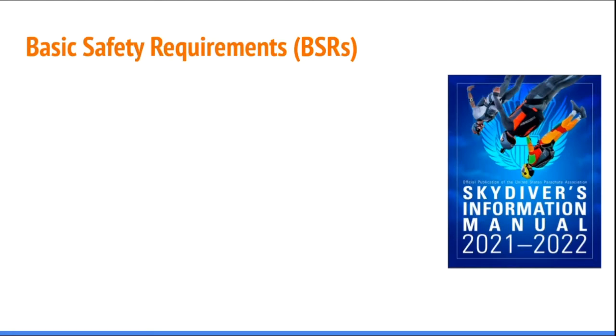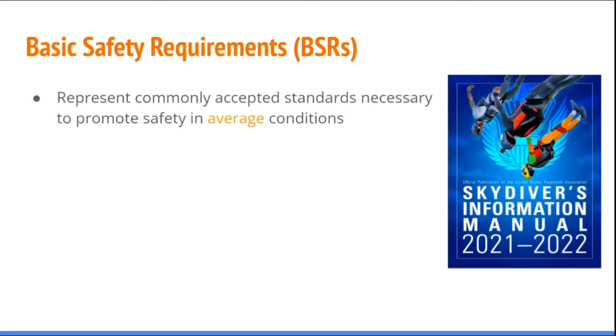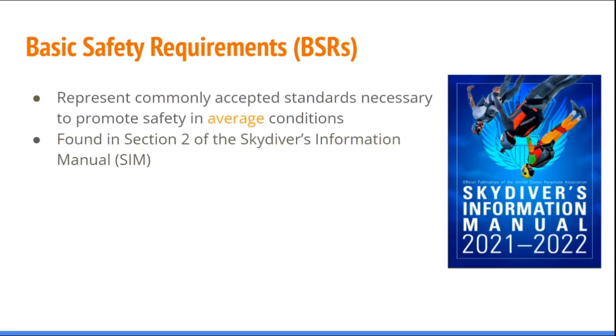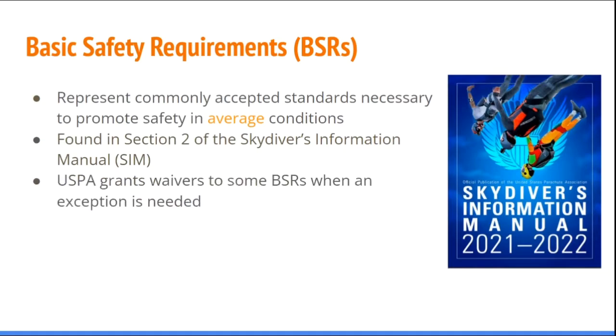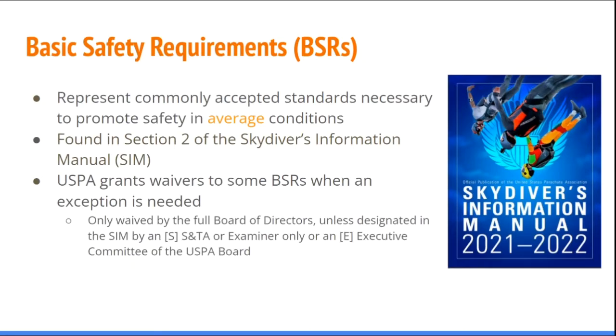Basic safety requirements, or BSRs, represent commonly accepted standards necessary to promote safety in average conditions. They can be found in Section 2 of the SIM, and USPA is able to grant waivers to some BSRs when an exception is needed. However, they typically can only be waived by the full board of directors, unless designated in the SIM by an S in brackets, which stands for SNTA, or an examiner can waive that particular BSR, or E stands for Executive Committee of the USPA Board.